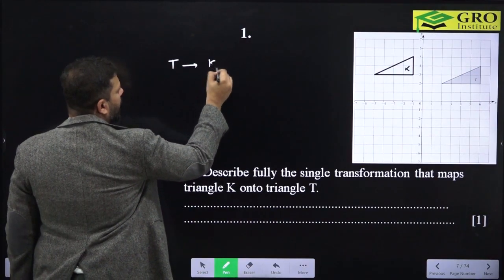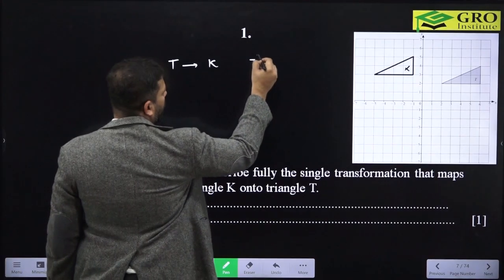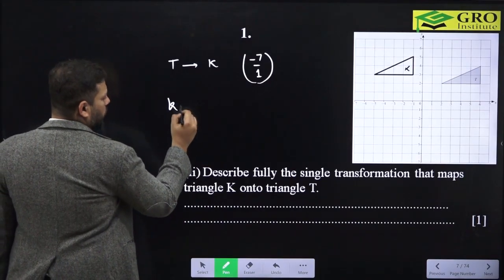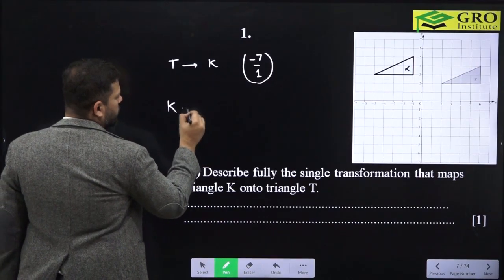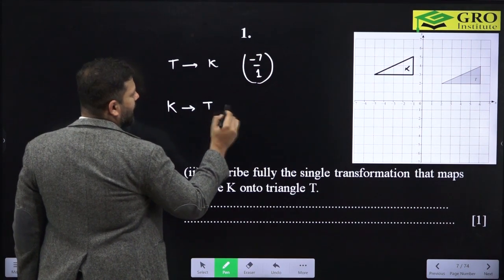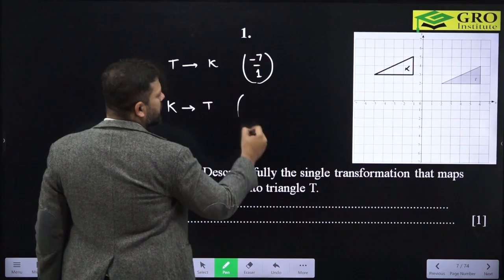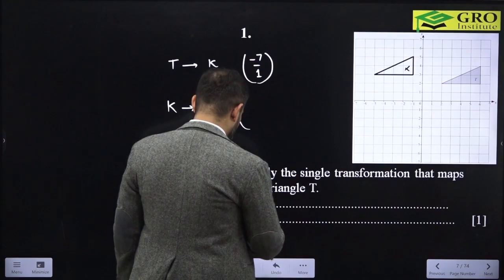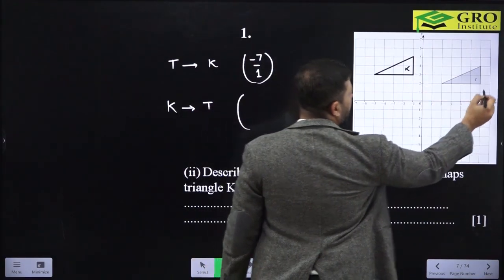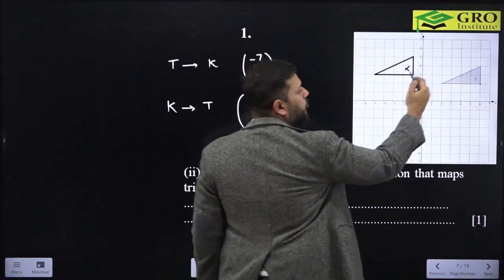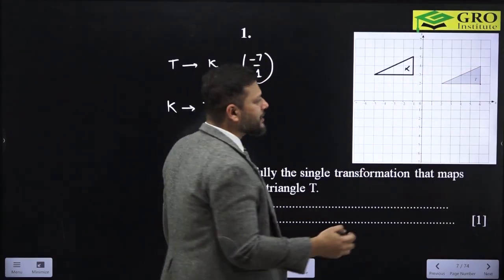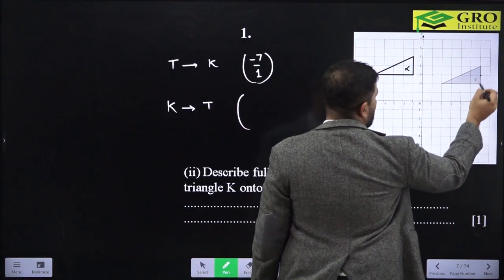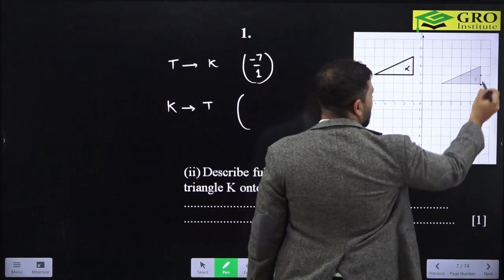From T to reach K, we have done the transformation of -7,1, or -7/1. So to reverse this process, to map triangle K completely to triangle T, I will reverse the process. That means this vertex, if I have to move it from here to here, look, what would I do? I would move to the right side. How many places? Let us count. 1 place, 2, 3, 4, 5, 6, 7 places. And I will move 1 place down to get it here.